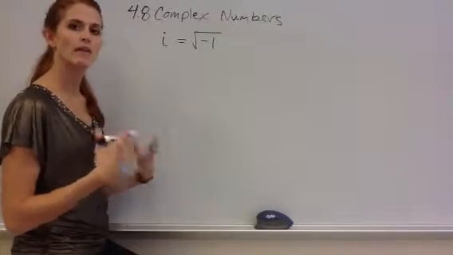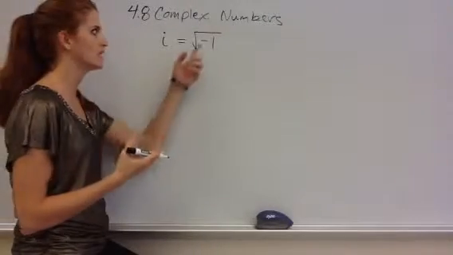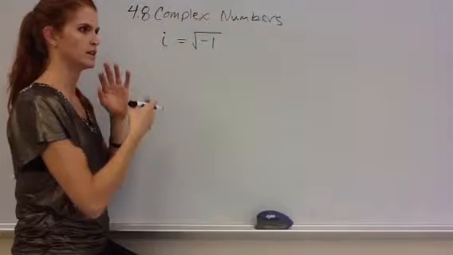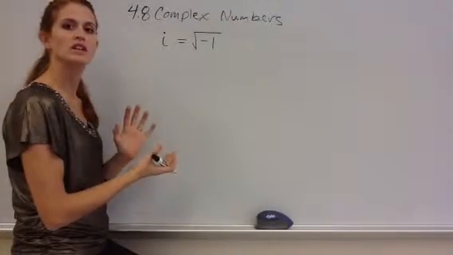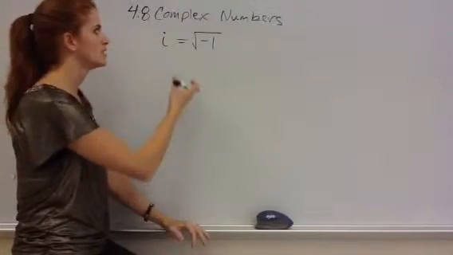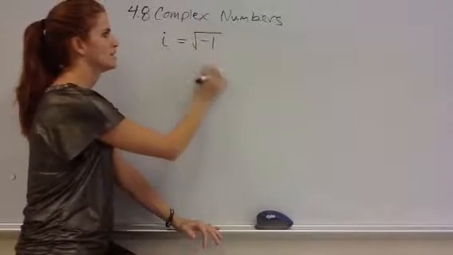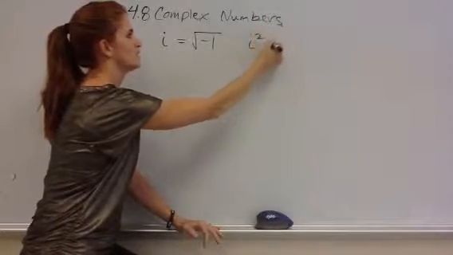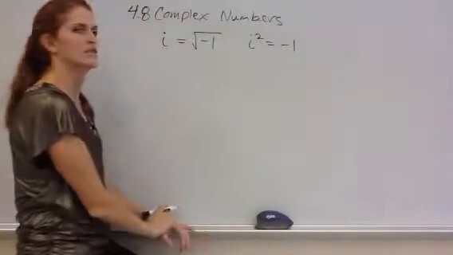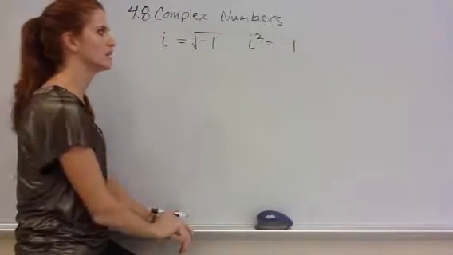Up until now, we haven't been able to do anything with negatives under a radical. We just say error on your calculator. So now that we know what it is, it's an i, this is an imaginary number. So if we have i being this, that means that i squared is just -1. So if you take i squared, you get a -1.